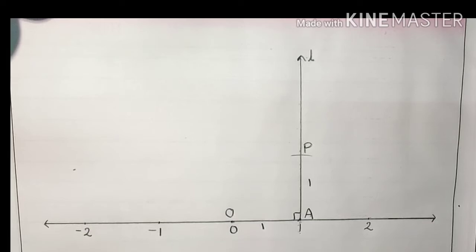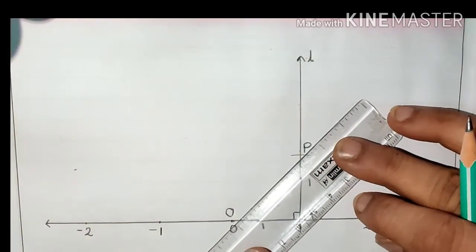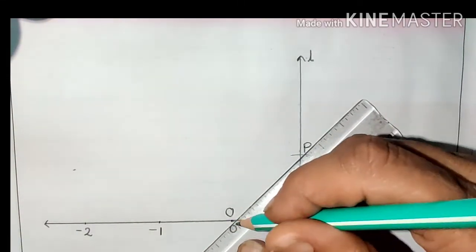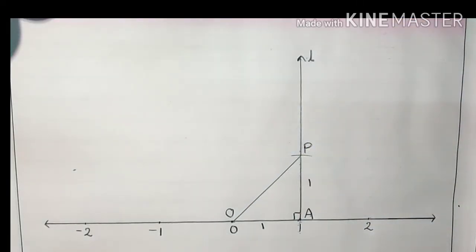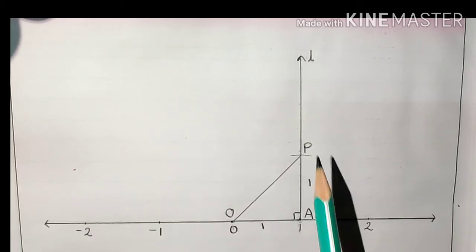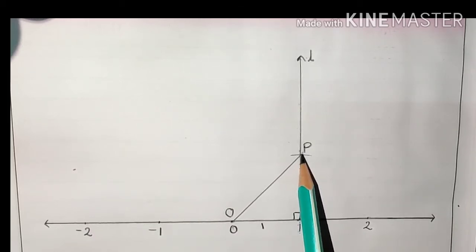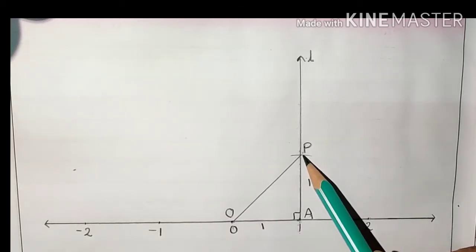Now draw segment OP. This is segment OP. The triangle OAP is formed now, in which angle A is a right angle. Therefore, this triangle OAP is a right angle triangle.